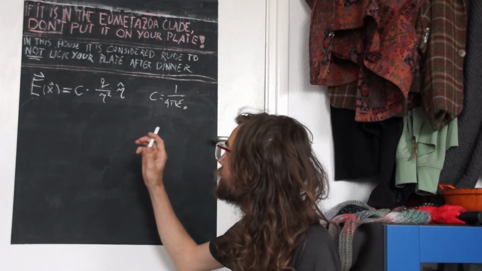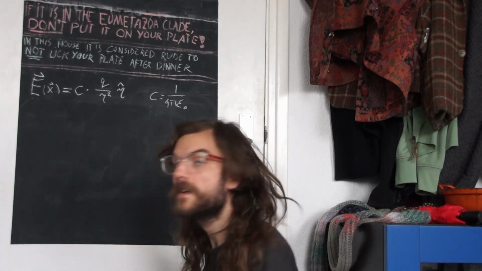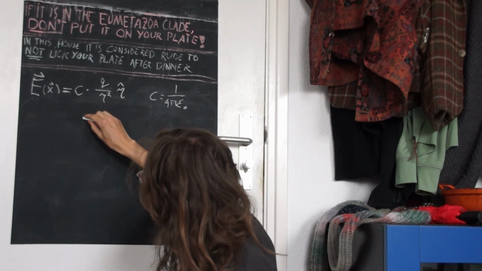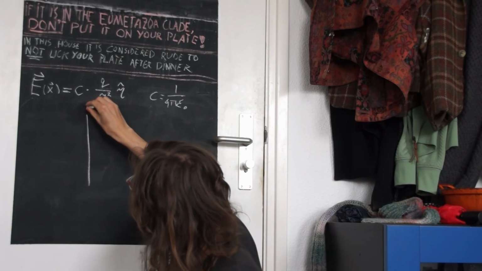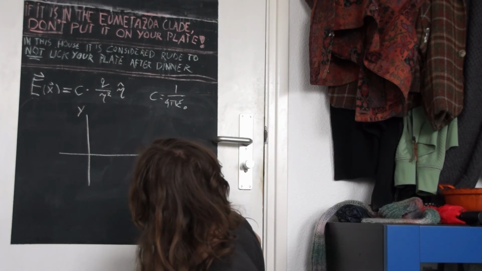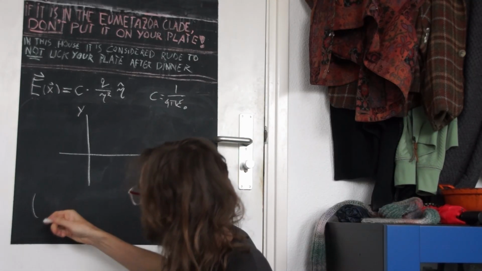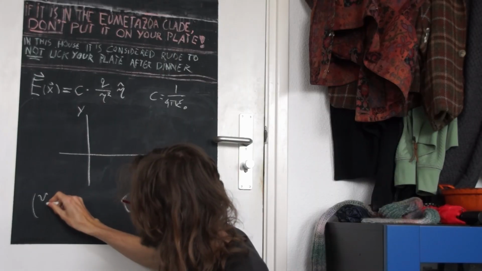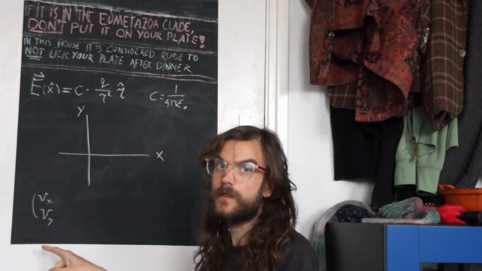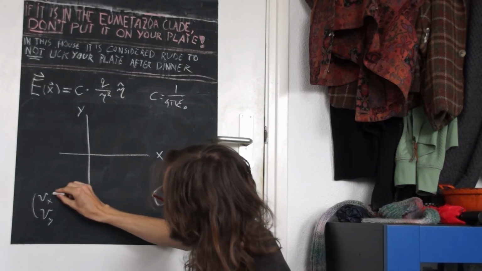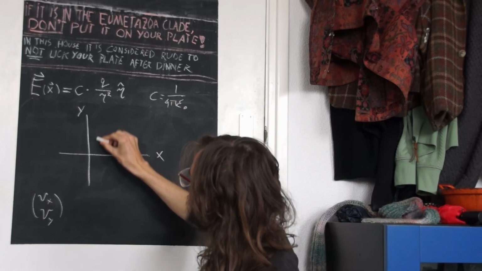Okay, so this is the electric field for a point charge. Let's do some calculations to see if you understand this. Say this is the xy plane. Then a vector is always given with two coordinates. You have to have the x coordinate of the vector, which is a number, and then the y coordinate of the vector, which is a different number.